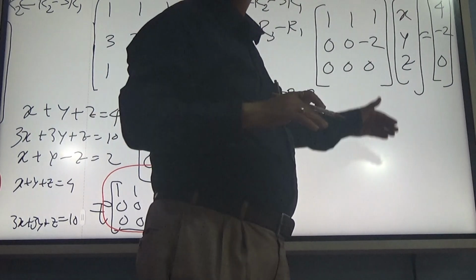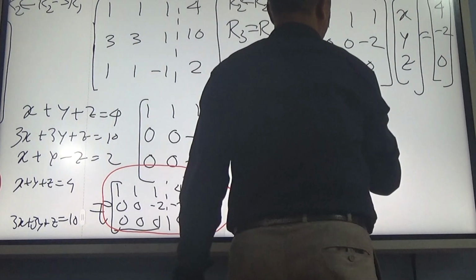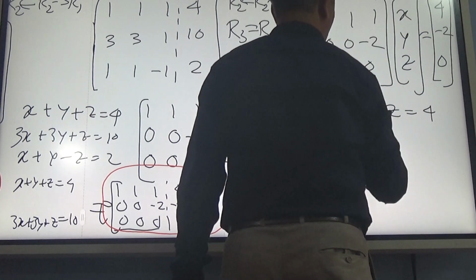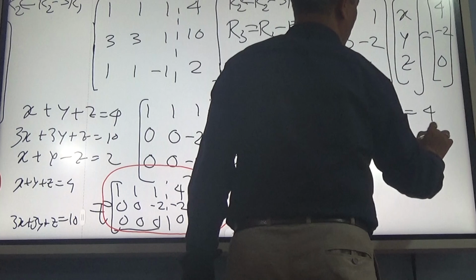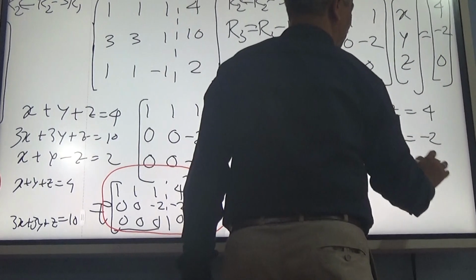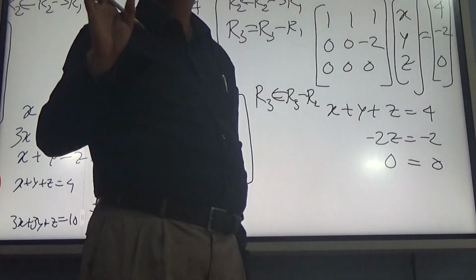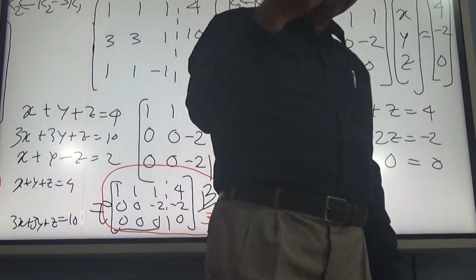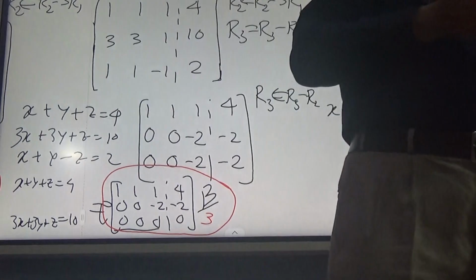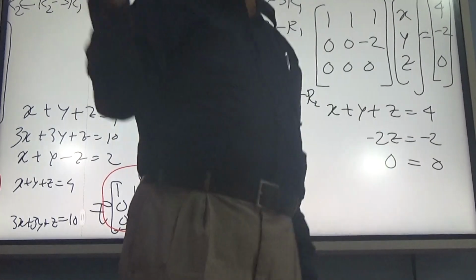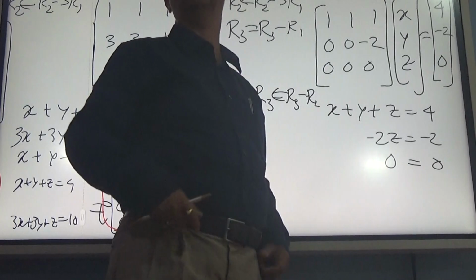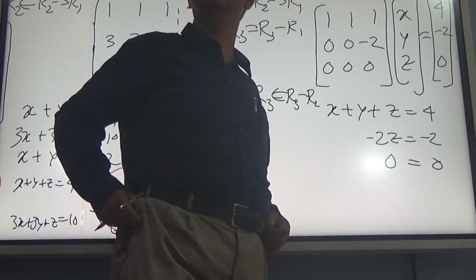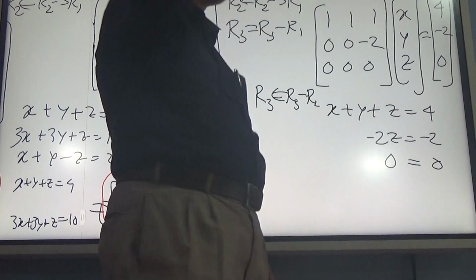So, if I write again, how are the equations? x plus y plus z equal to 4, minus 2z equal to minus 2, and 0 equal to 0. Right? So while attempting to reduce the equations to echelon form, one equation gets disappeared. Why? Because these three equations were not linearly independent. One was a linear combination of the remaining two. So one gets disappeared. So I get two equations.